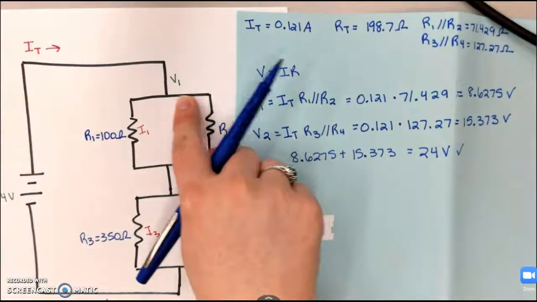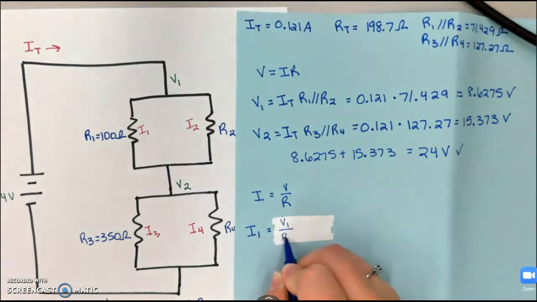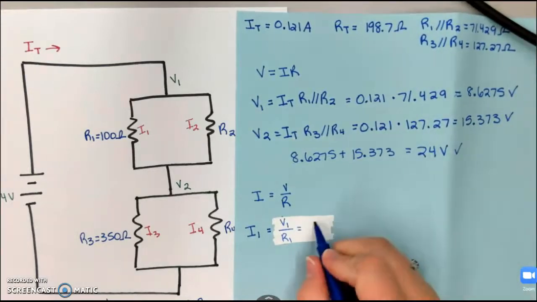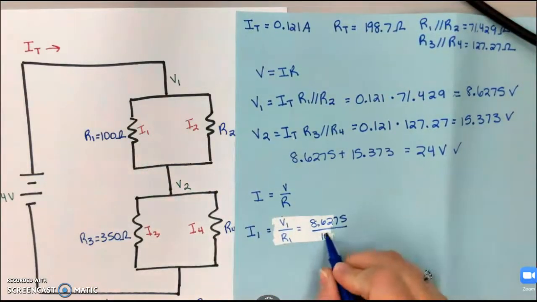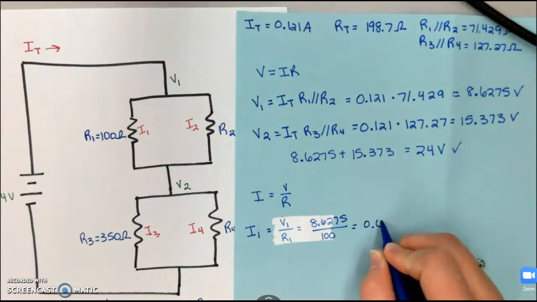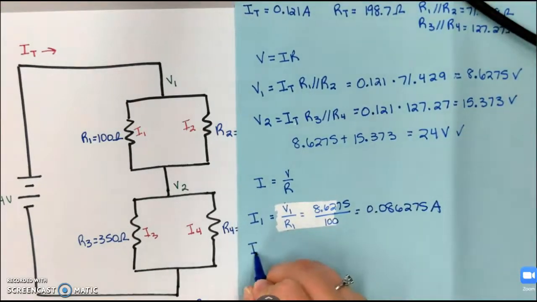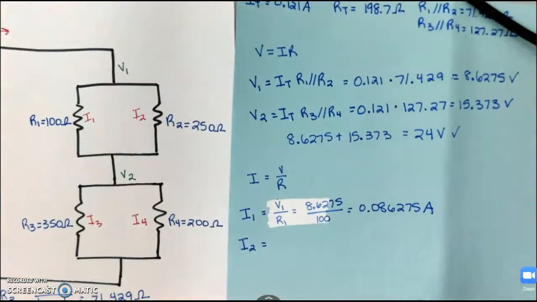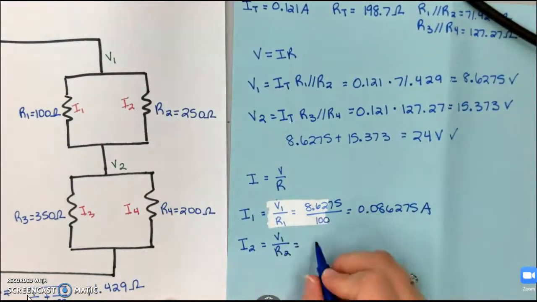And we just solved for the voltage across resistors 1 and 2. So that is going to be V1 divided by resistance 1 to find I1. So that value was 8.6275 divided by resistance 1, which is 100 ohms. And so for I1, we get 0.086275 amps. And then we're going to do the same thing for current 2, but we're going to be using our resistor 2 value. Still V1, because that's the same voltage across resistor 2.